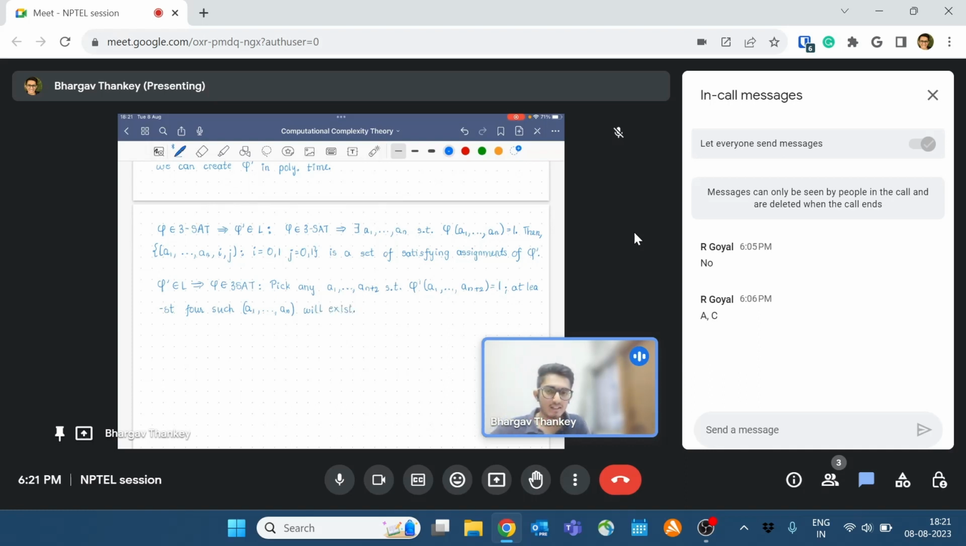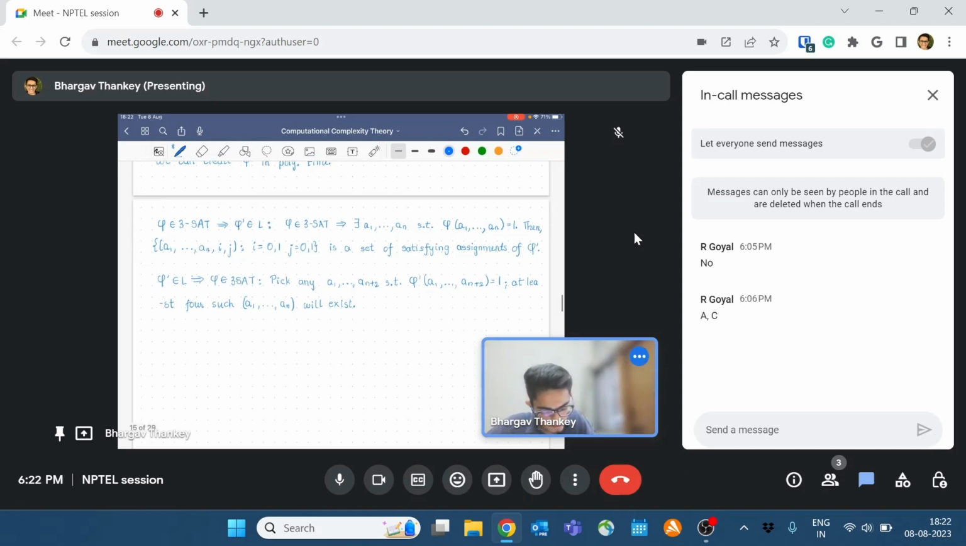So there are guaranteed to exist at least 4 satisfying assignments. Pick any one of them. Oh, this should be plus 2, not AN. Then phi of A1 to AN is 1.